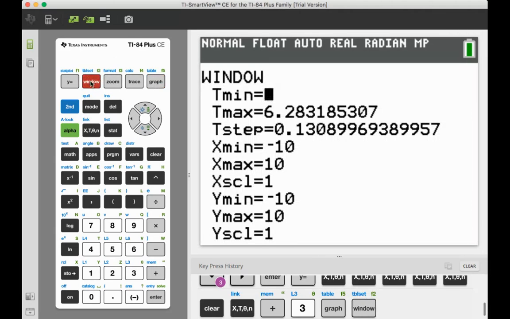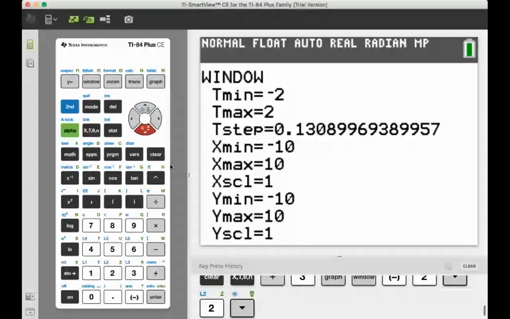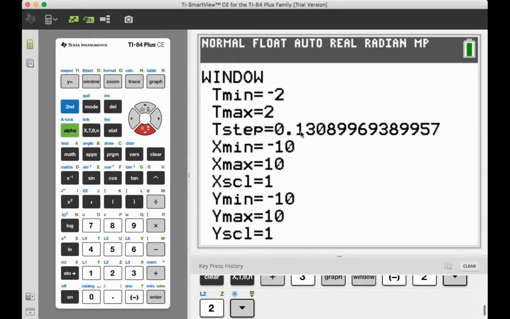There's something really important that you always need to set when you're looking at your window. Right now it's giving me a Tmin and a Tmax value. Tmin and Tmax are saying, these are the parameter restrictions. So for this problem, we stated that the Tmin was -2 and the Tmax was +2. And then the T-step can be any number. The smaller your number, the smoother your curve will be. I encourage you not to make your number too small or your curve won't show up nicely.